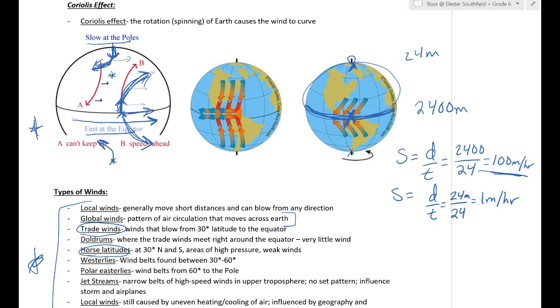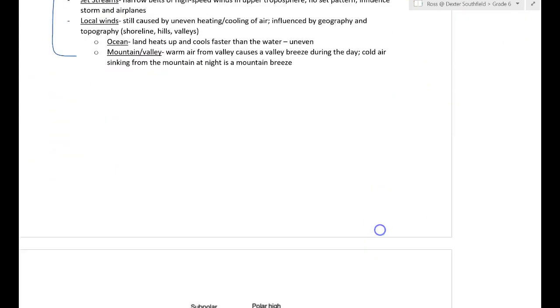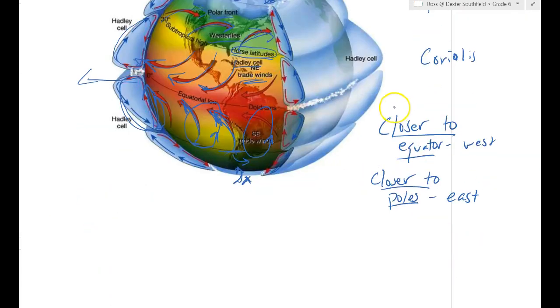If the person on the dock is trying to throw you, who's on the boat, a ball, that ball is going to end up behind you, right? So you're going to have to adjust the path that you throw it. We know this intuitively from sports, and we'll do some examples of it in class. But a key thing to remember here is that if air is moving closer to the equator, it's going to go west. If it is moving closer to the poles or towards the poles, it's going to move east.